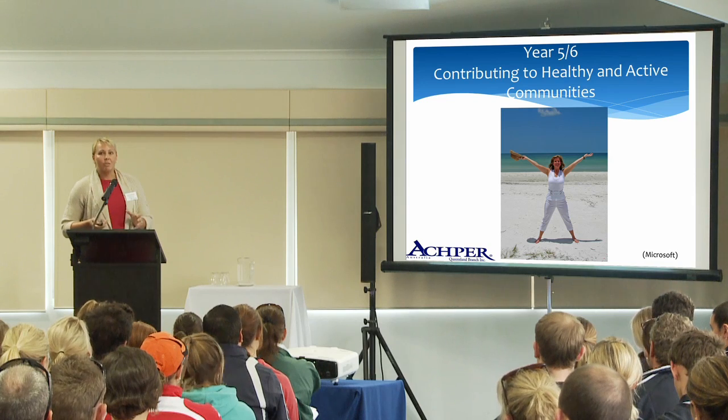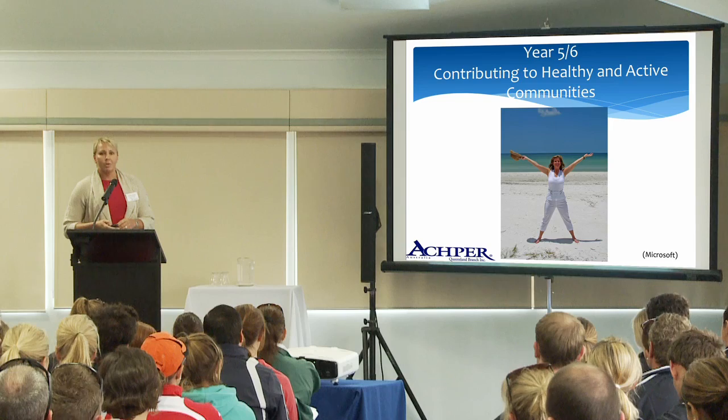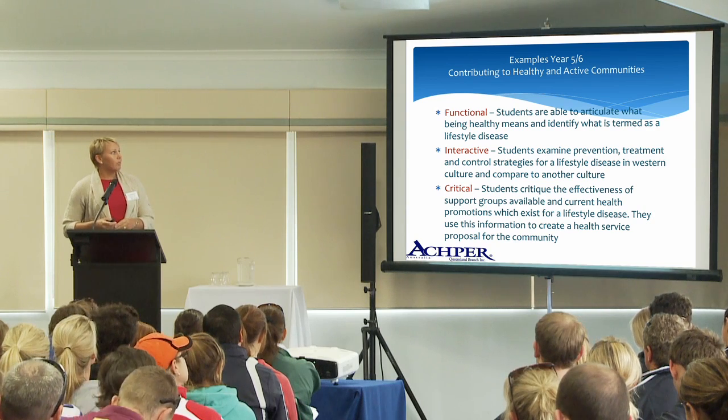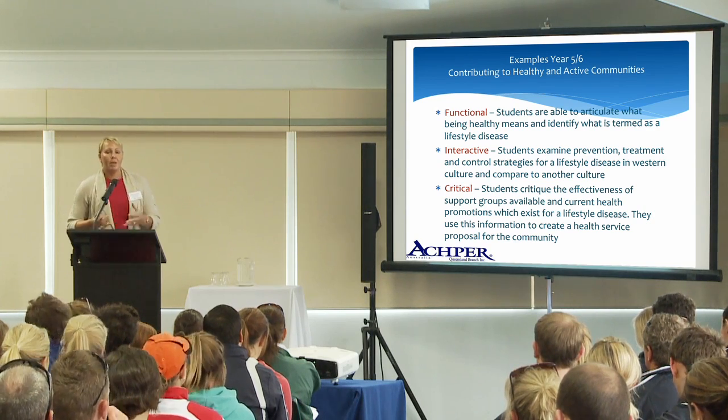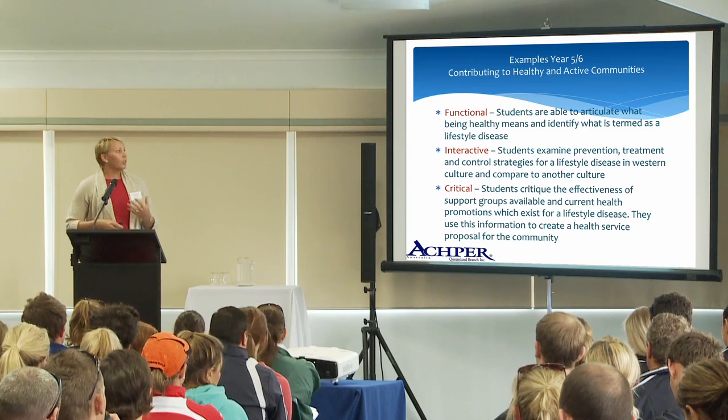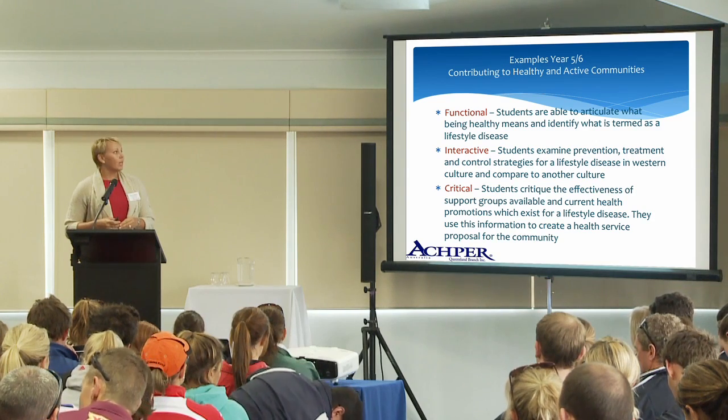Another example, if we have a look at years 5-6, contributing to healthy and active communities. On a functional level, students are able to articulate what being healthy means and to identify what is termed a lifestyle disease. When we're looking at the interactive health literacy, they're examining prevention, treatment and control strategies for lifestyle diseases in Western culture, and they're also making some comparisons to another culture, maybe looking at the whole mind, body, spiritual links that can be made.